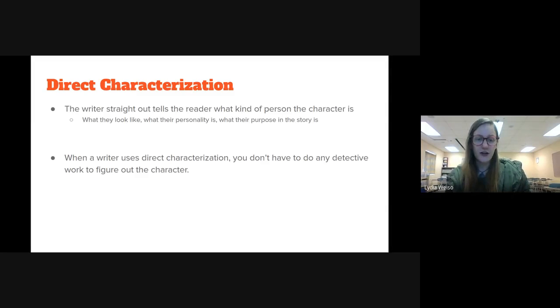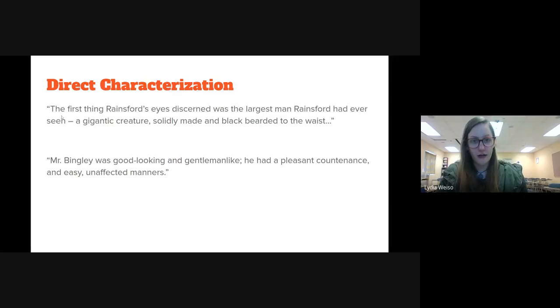With direct characterization, the writer just tells you. It's not always a bad idea. It doesn't mean that the writer is bad if they do direct characterization. It's usually a conscious choice because they just need you to know a thing and move on with the story. So when a writer uses direct characterization, you don't have to do any of that detective work to figure out the character. So that's things like, quote, "The first thing Rainsford's eyes discerned was the largest man Rainsford had ever seen, a gigantic creature, solidly made and black-bearded to the waist."